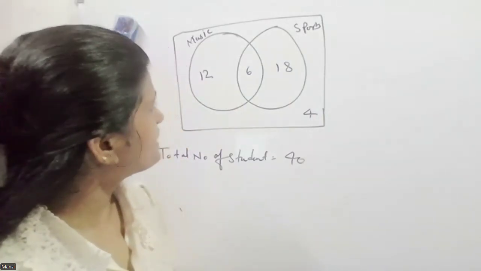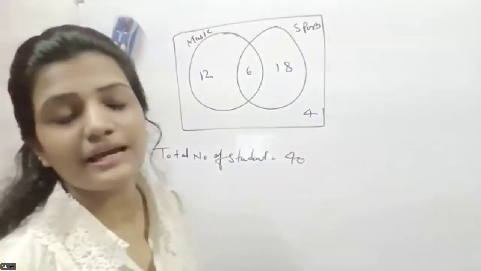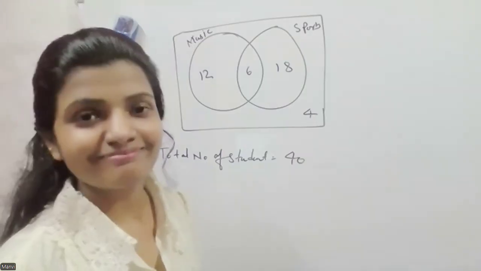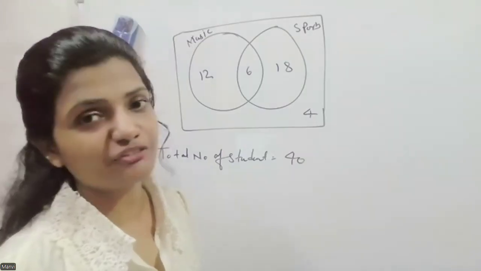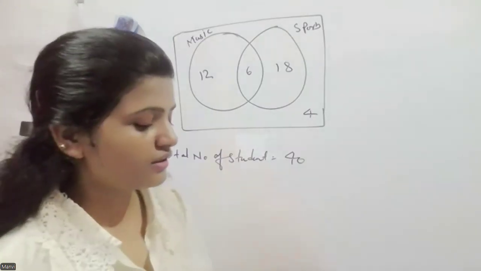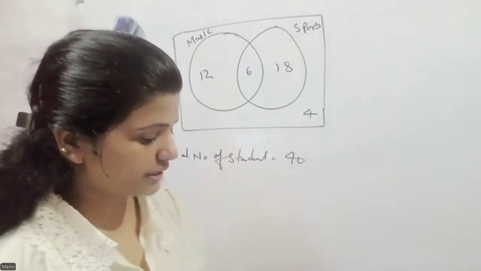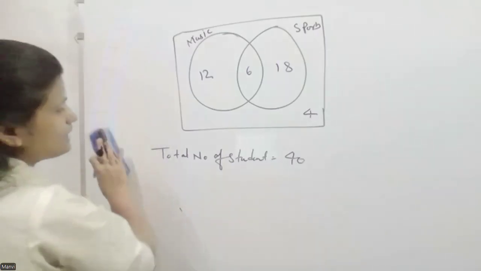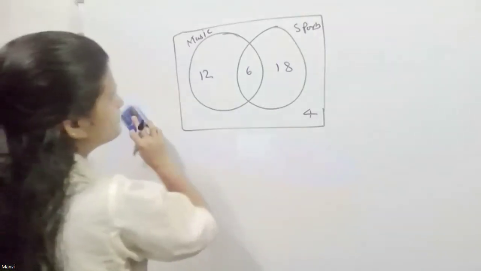So the number of children who like both music and sport. Who likes both? 6. So only and both are different things. Only means only like music, and both means they need to like both. Now I give you another question and you need to answer all of those, okay?